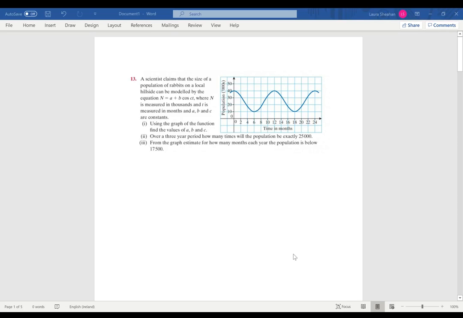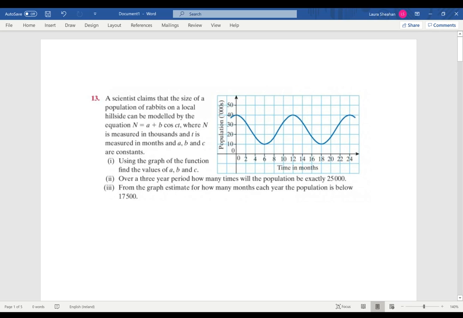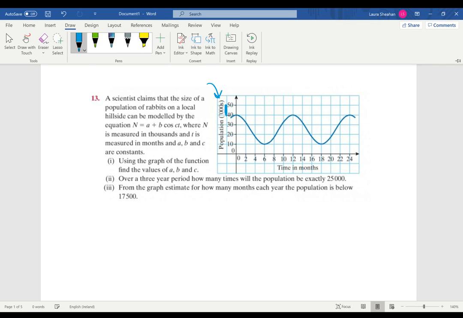Right, okay, so just a quick overview on trigonometric graphs. First of all, question 13 here from the textbook. A scientist claims that the size of a population of rabbits on a local hillside can be modelled by the equation n is equal to a plus b cos ct, where n is measured in thousands, and this is actually important, that n is measured in thousands.